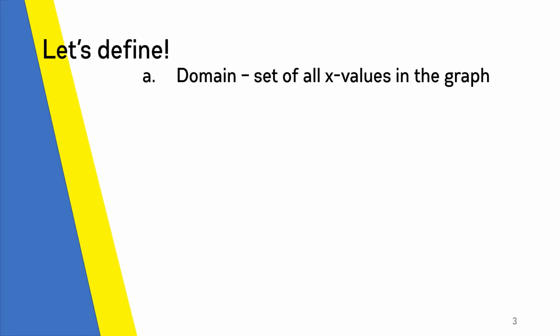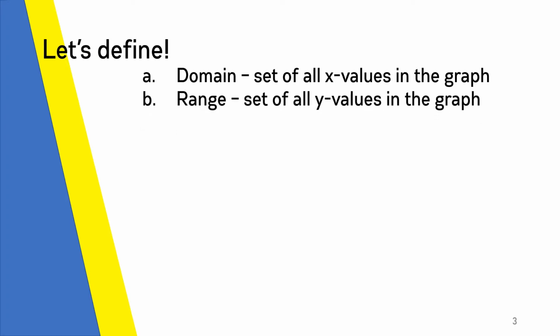We have the domain. So these are the set of x values in the graph. So it means that these are the possible values of x that can be included in the graph. In the range, we have the set of all y values in the graph. So these are all the possible y values that we could use in the graph.